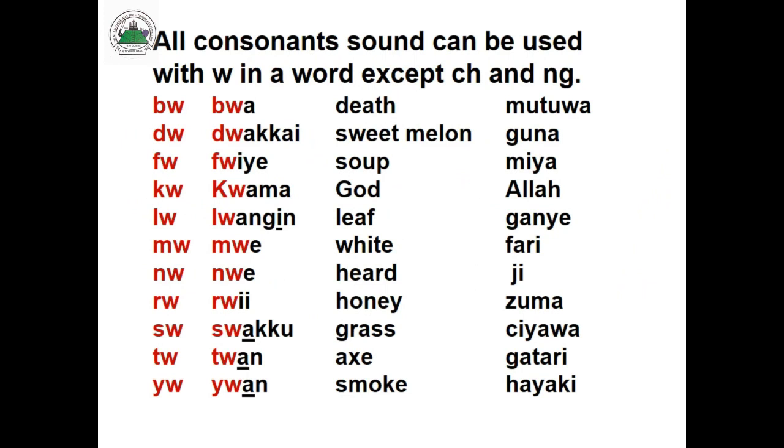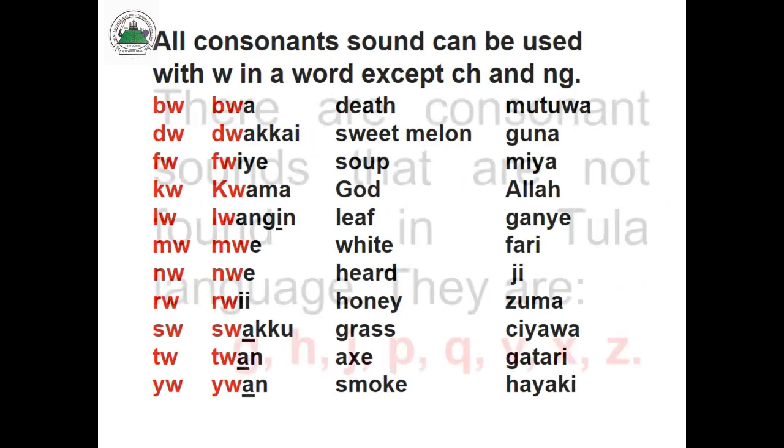Then we also have our consonant t coming together with w to form a word tun, tun, which means axe in English, gatari in Hausa. And the last consonant there, y, coming together with our consonant w to form a word yuan, yuan, which means smoke in English, hayaki in Hausa.